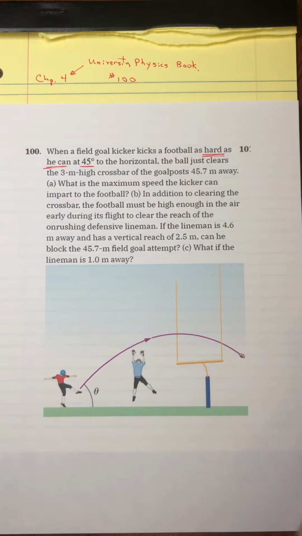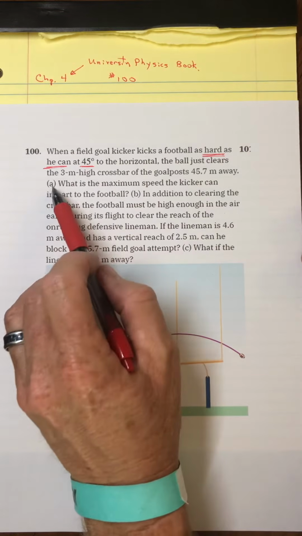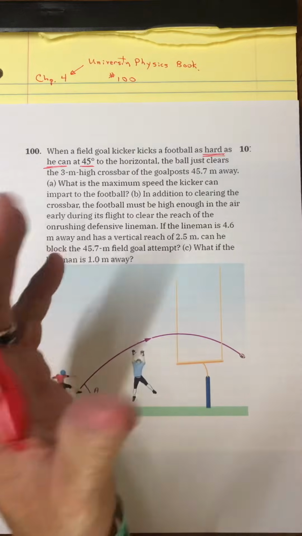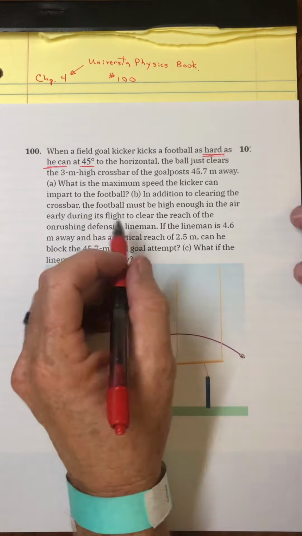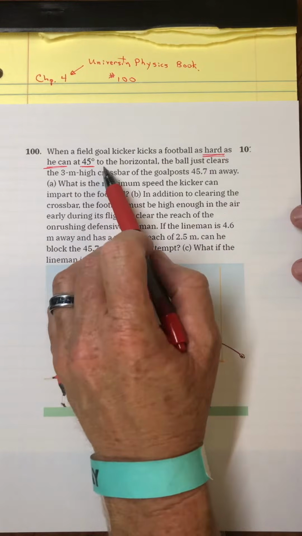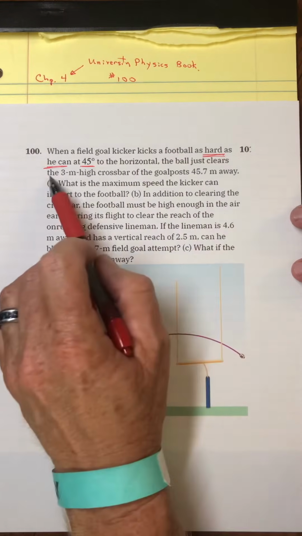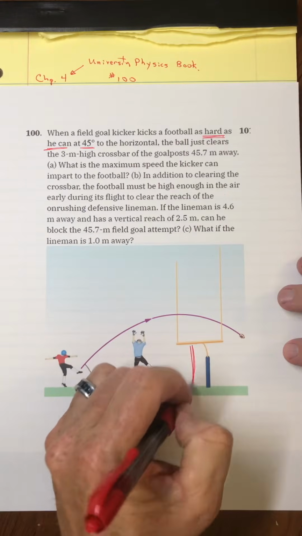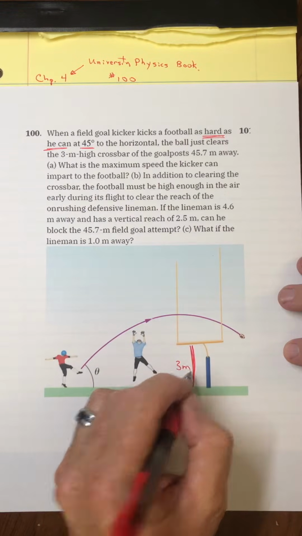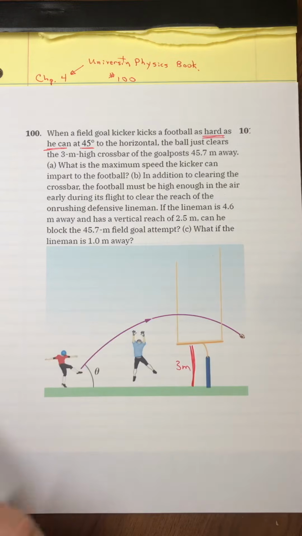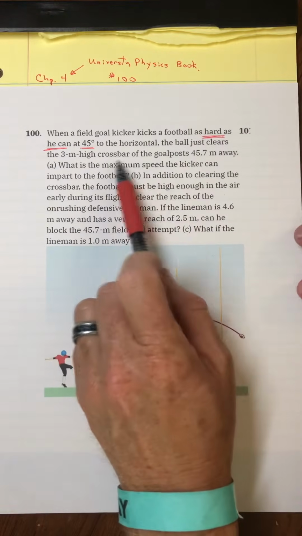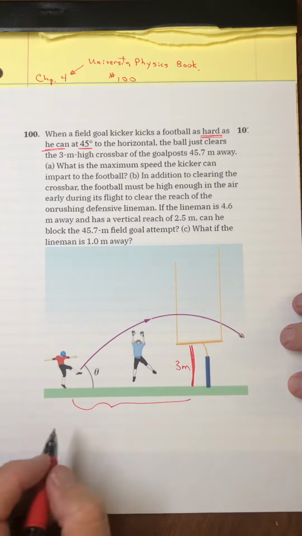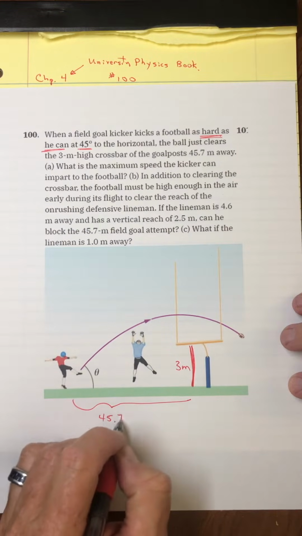I remember reading later in this problem that it asks what is the maximum speed? So they're really just asking what is his speed right now when he's kicking it as hard as he can. It's at 45 degrees to the horizontal. The ball just clears the 3-meter high crossbar. Down here in the picture, this is 3 meters, and it's just going to clear it. The goalpost is at a horizontal distance of 45.7.